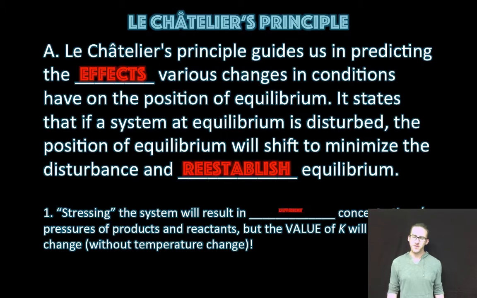All right, first, let's define what LeChatelier's principle is. Basically, LeChatelier's principle just helps us figure out what's going to happen when we stress a system at equilibrium. It simply states that if a system is at equilibrium and it's disturbed, the position of equilibrium is going to shift to minimize that disturbance and reestablish equilibrium. And it's important to note that stressing the system will result in different concentrations or pressures of products and reactants, but the value of K will not change. That ratio of products to reactants is going to stay the same.